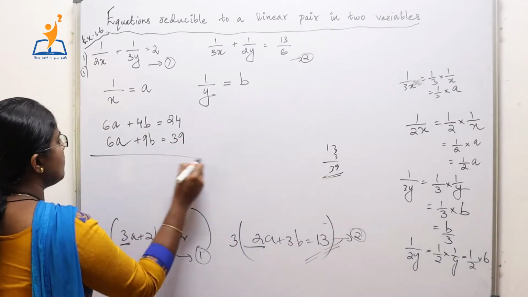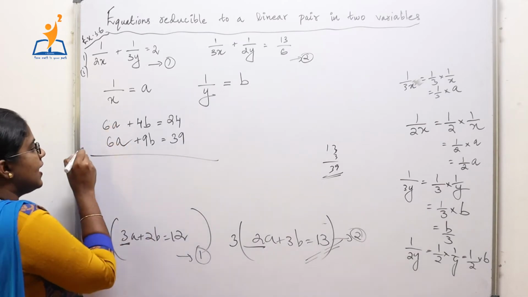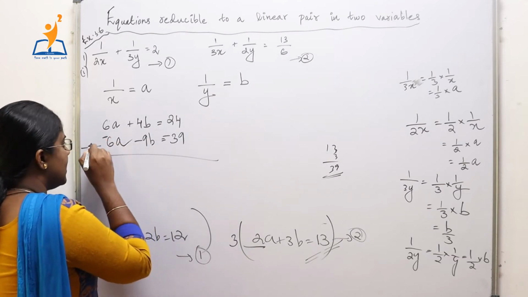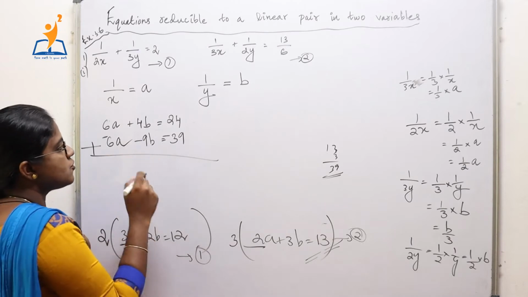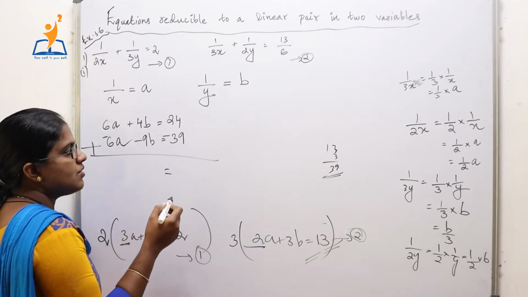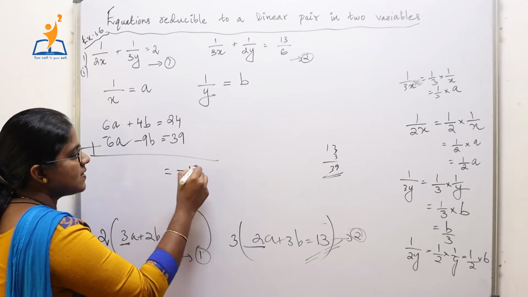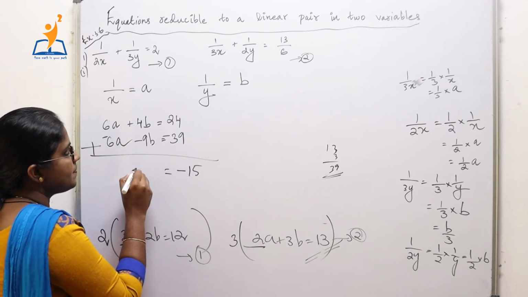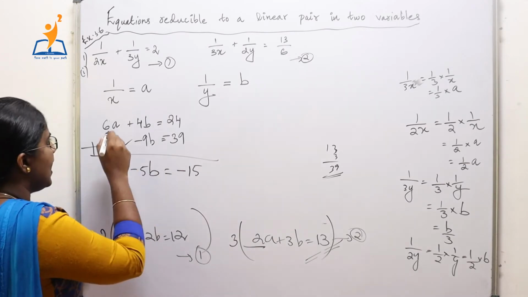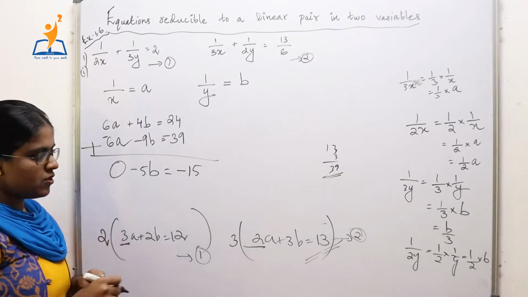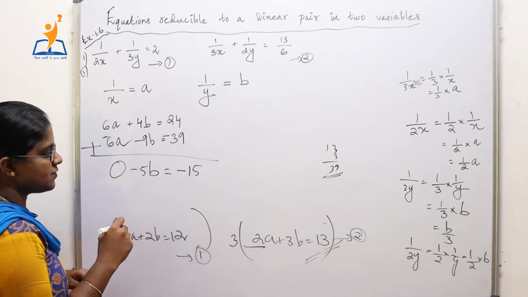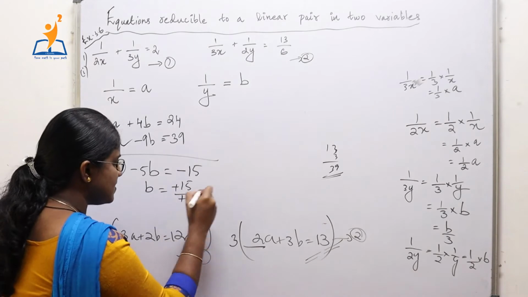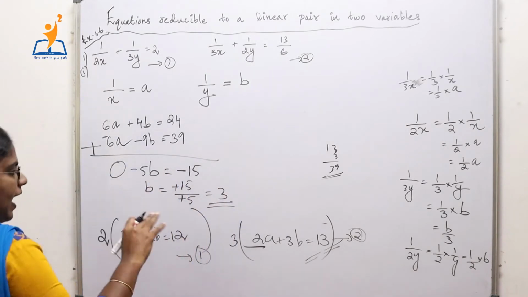So that's it. Now we want to subtract these equations. In order to subtract, we change the signs and then add the equations. So what is 24 minus 39? 24 minus 39 is minus 15. Now 4b minus 9b is minus 5b, and 6a minus 6a is 0. So we got minus 5b is equal to minus 15, which means b is equal to minus 15 by minus 5, which is 3. So we got b as 3.